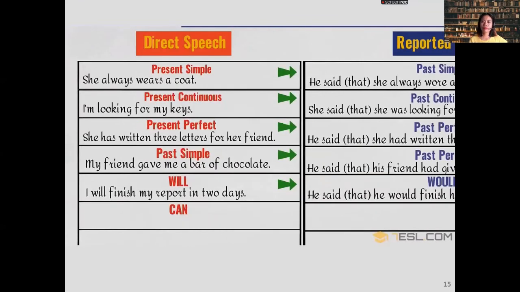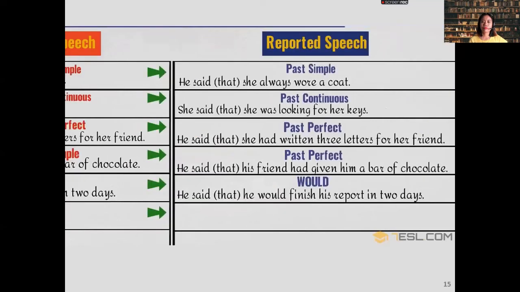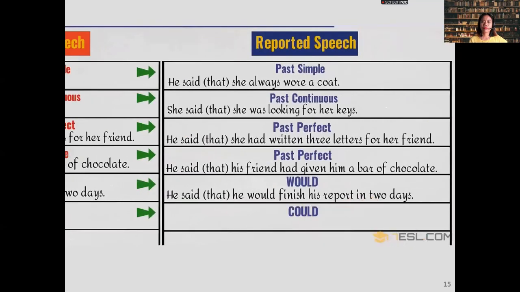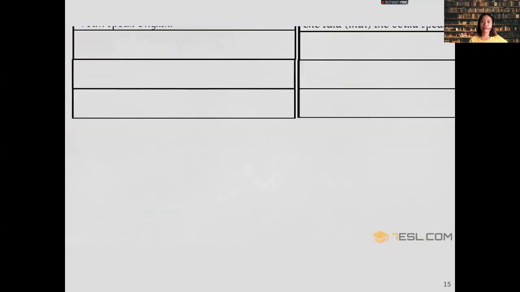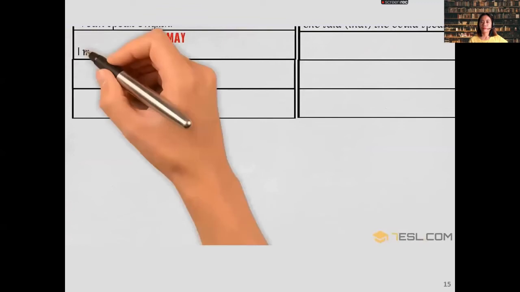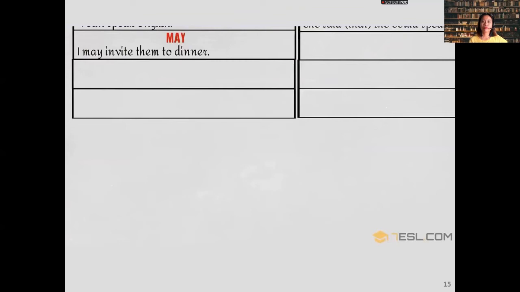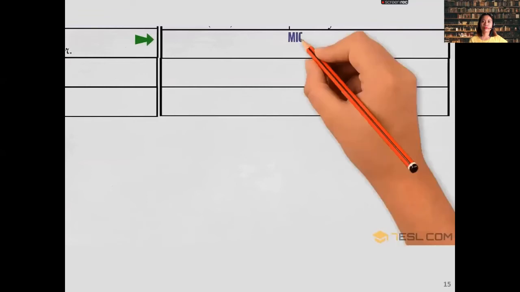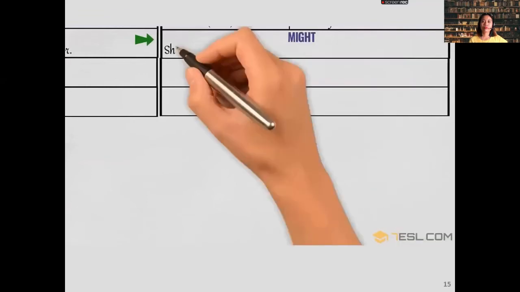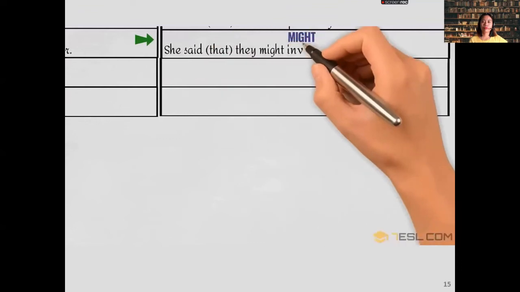Can. I can speak English. Could. She said she could speak English. May. I may invite them to dinner. Might. She said that they might invite them to the dinner.